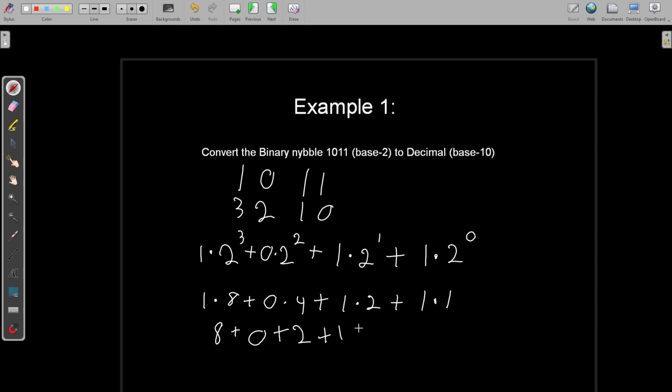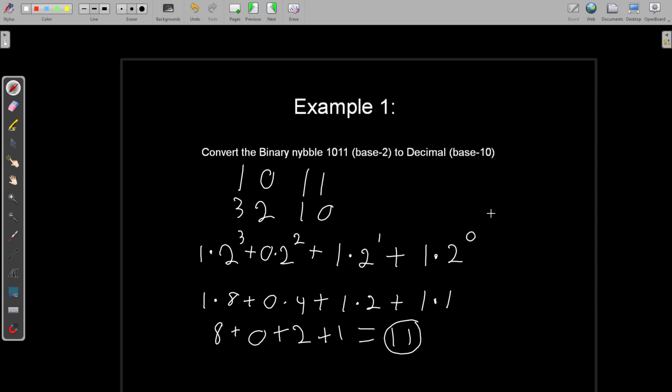10 plus 1 is 11, meaning our final answer is 11. So, the binary nibble 1011 in base 2 format is equal to 11 in base 10, otherwise known as decimal.